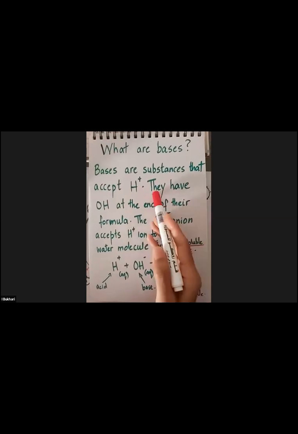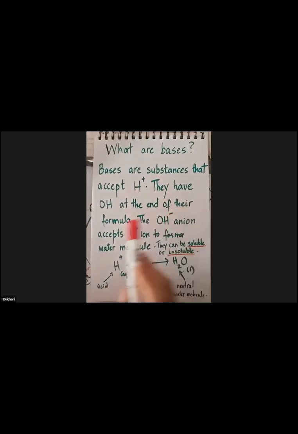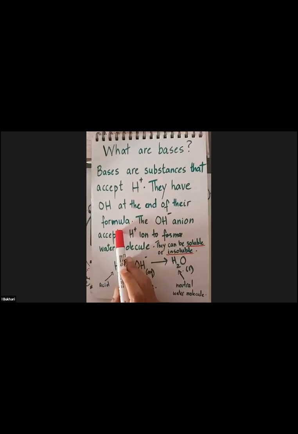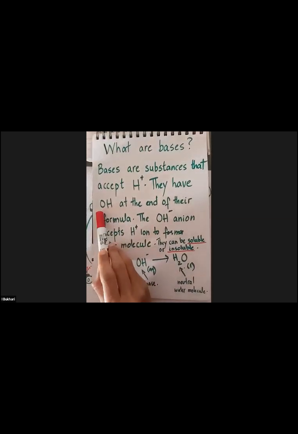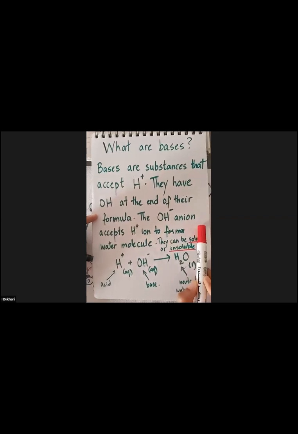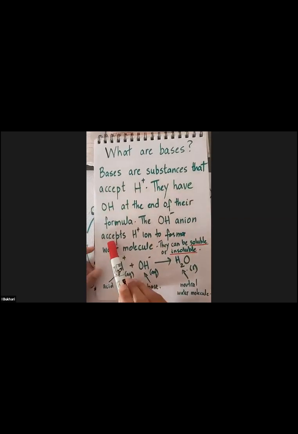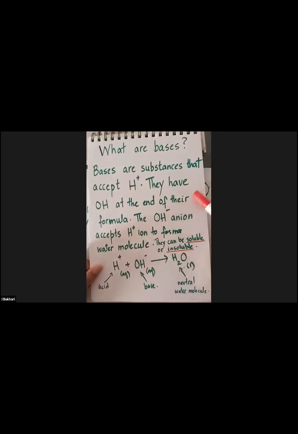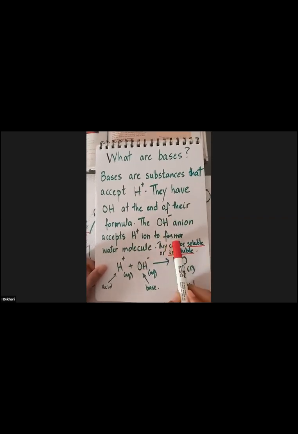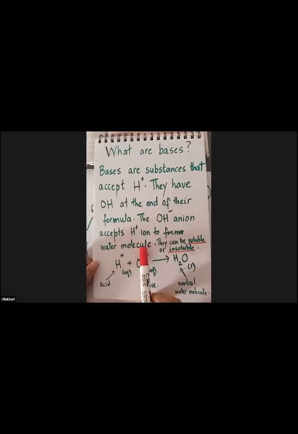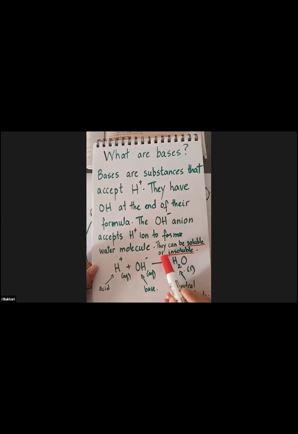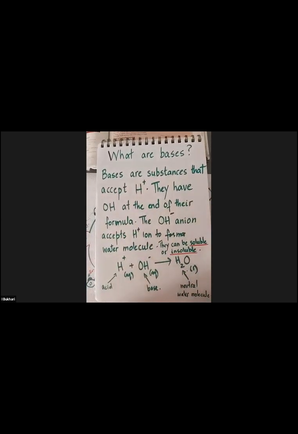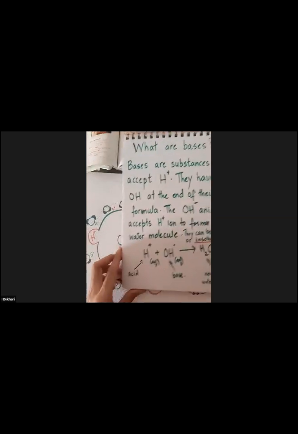Okay, they usually have OH at the end of their formula. This OH represents the hydroxide anion, which basically accepts the proton that the acids are giving, to form a water molecule. Now, a water molecule is a simple covalent molecule. It does not have any ion, okay? Though it might have partial positive and negative charges, it is not an ion.